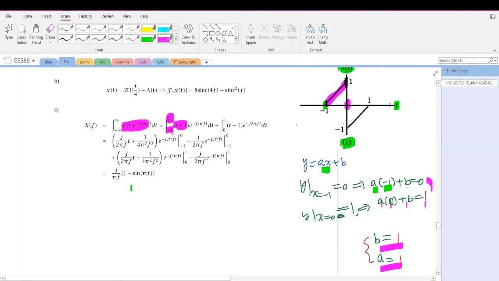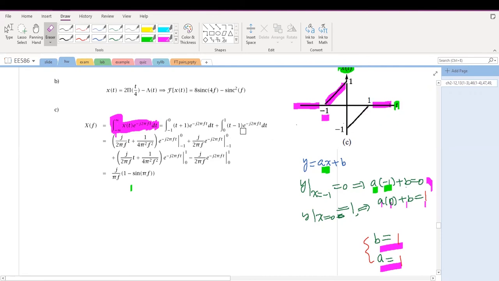You plug it in. In this case, the rest are 0. You only have values from -1 to 0 and 0 to 1. You have to have two segments because these two segments have different functions, different waveforms. Now this is the first waveform, t plus 1, from t equals -1 to 0. You do the integral here. And then we do the same from t from 0 to 1.